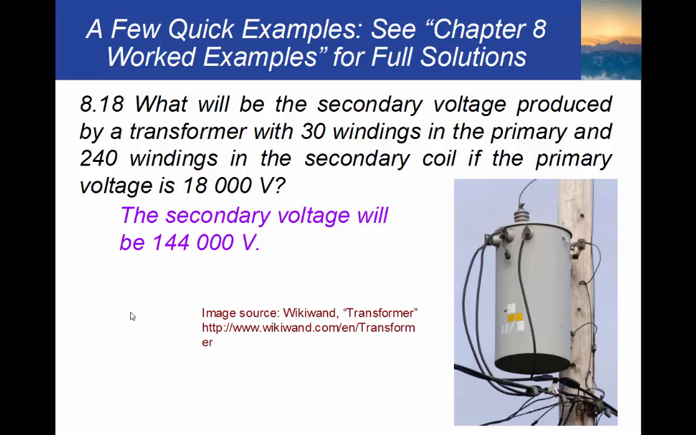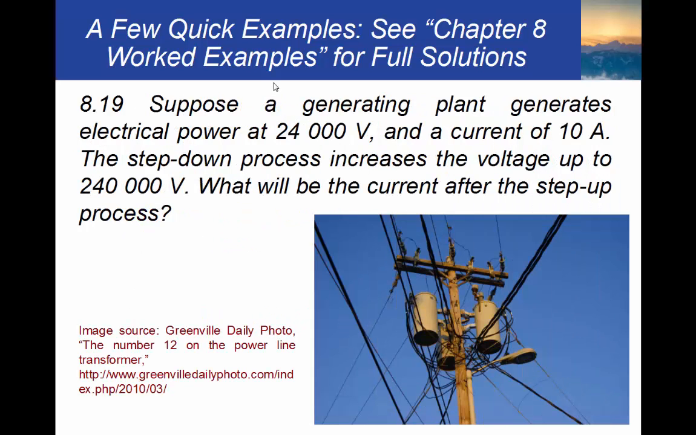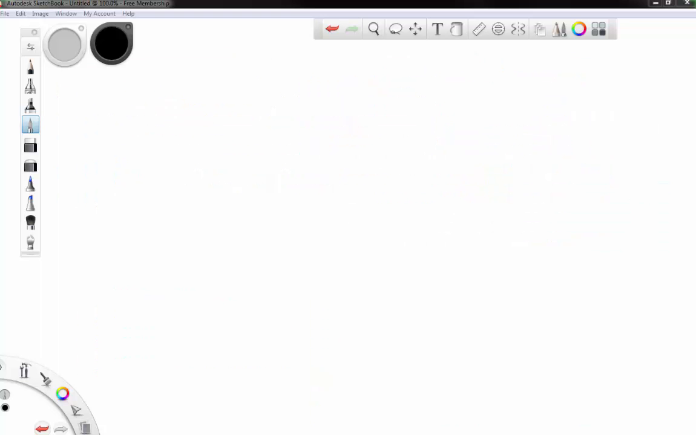Now let's look at a different kind of question with these transformers. Suppose you've got a generating plant and it gives you 24,000 volts and it's got a current of 10 amps. And the step-up process is going to increase the voltage up to 240,000 volts. What's the current going to be after this step-up process?